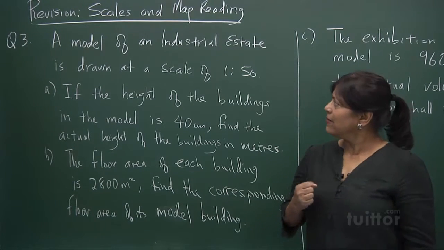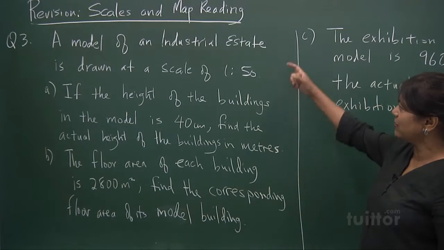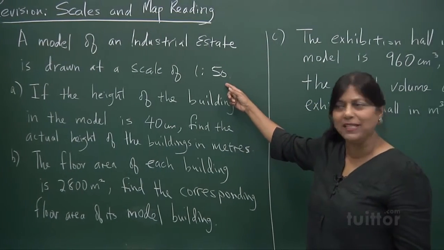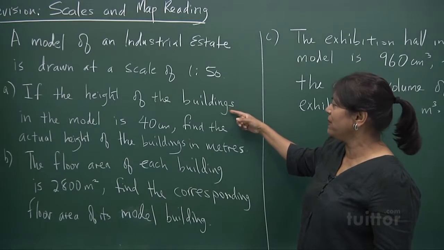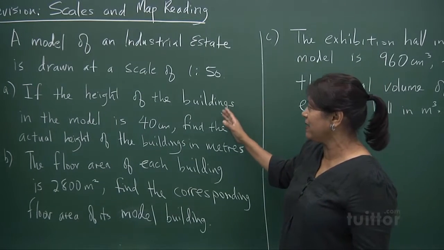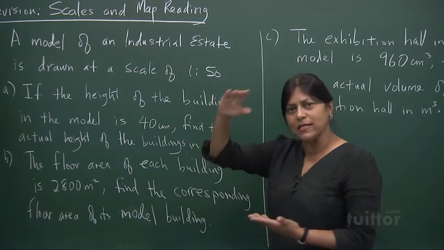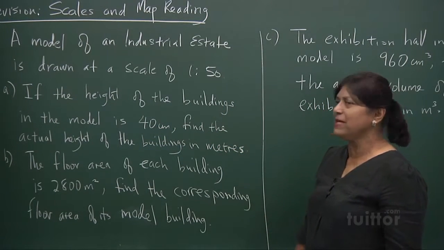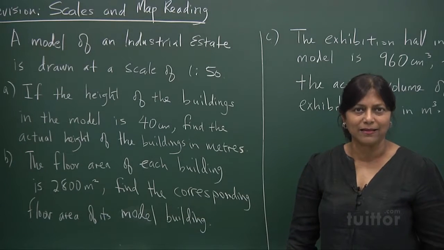If you look at it, the model of the industrial estate is drawn at a scale of 1:50. And if the height of the buildings in this industrial estate in the model is 40 cm, find the actual height of the buildings in meters. They want to find out the height.